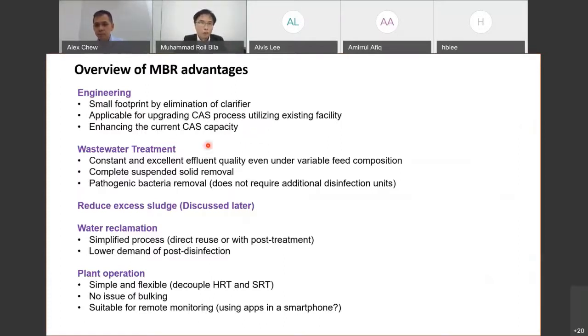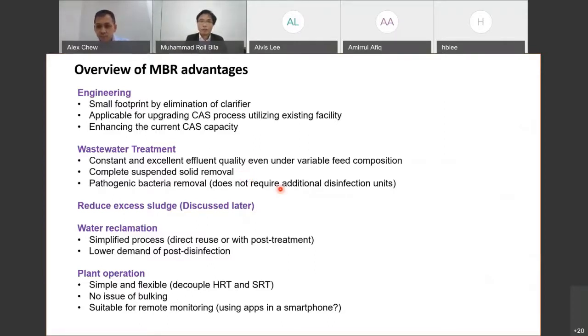In terms of wastewater treatment, MBR offers constant and excellent effluent quality, even when the feed is fluctuating. The system has a very good buffer to be able to handle feed with variable quality. On top of that, there is normally zero suspended solids, thanks to the membrane that retains all of the solids. It also performs disinfection.